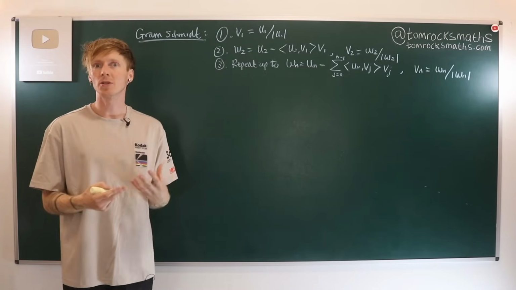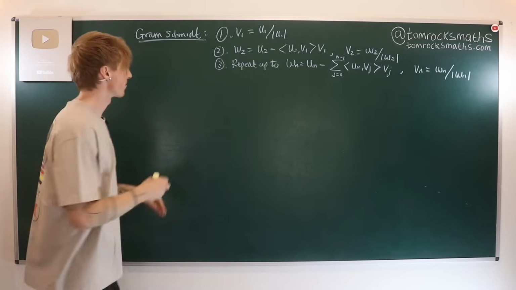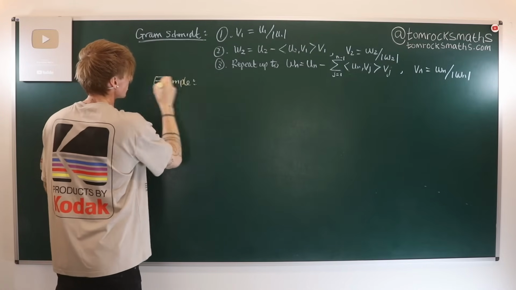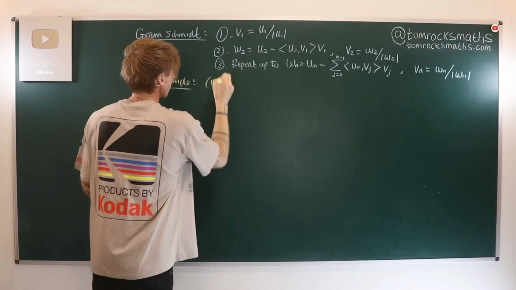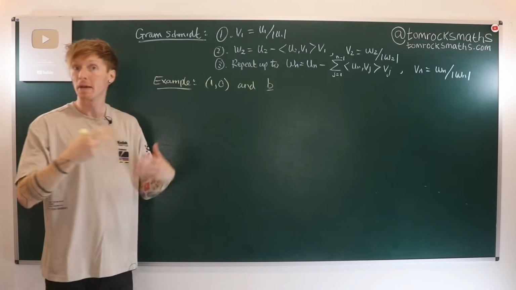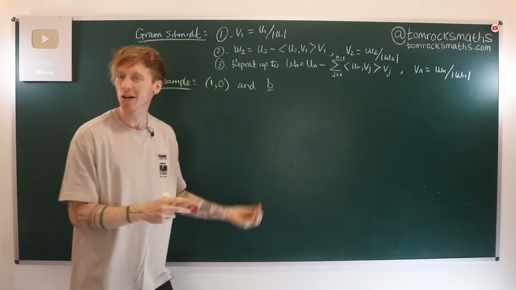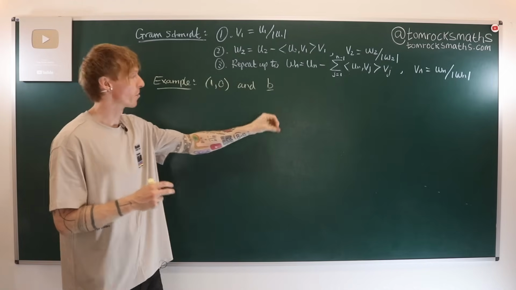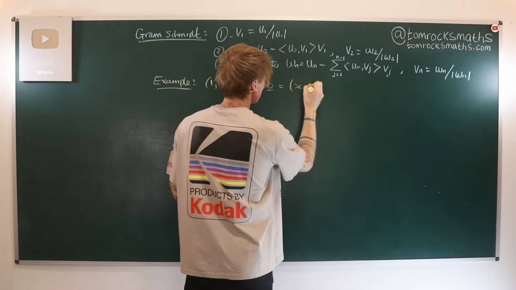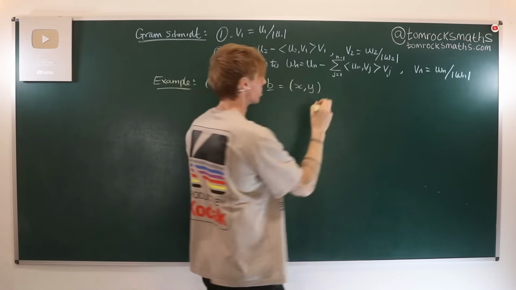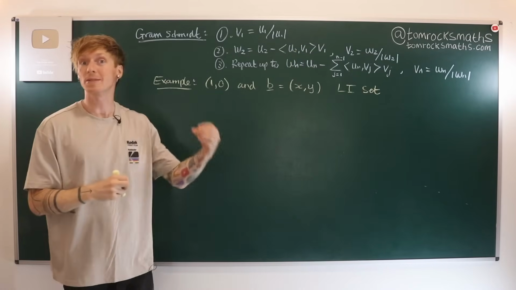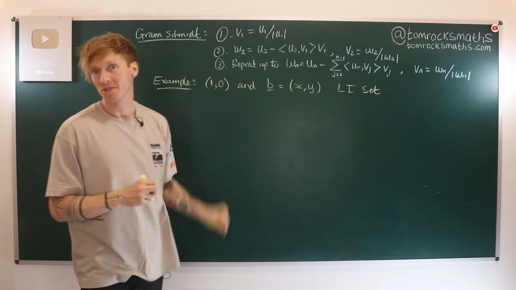So let's suppose I have 2 linearly independent vectors in the 2D plane, and they are going to be given by (1, 0), and some other vector, let's call it b, and as of yet, b could be anything, as long as it's linearly independent with our vector (1, 0). So let's call b (x, y). It's a point in the plane, but we know that this is a linearly independent set of vectors because, of course, that is what we need to be able to apply Gram-Schmidt.